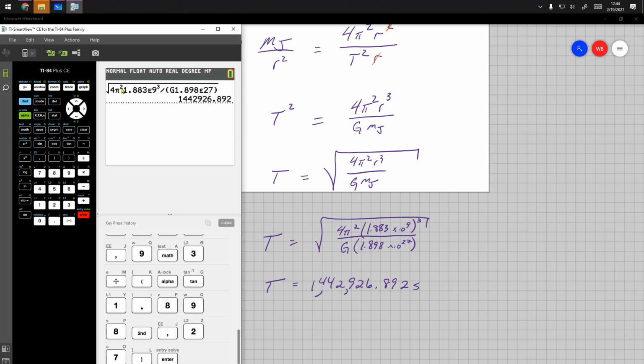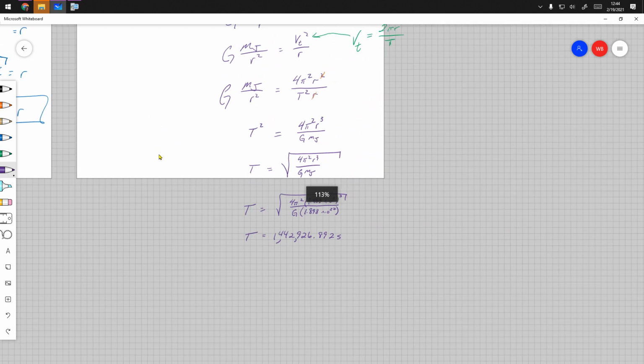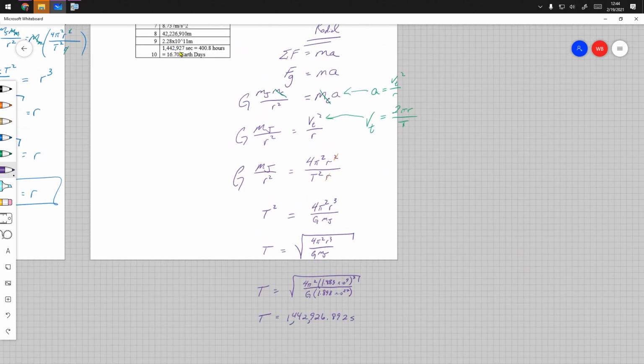I go back and double check that. Did I square the pi? Yes, I did. And did I cube that thing? Yes, I did. Okay, cool. Looks like I probably did that correctly. And we look at the solution, and yeah, sure enough, hey, cool, yeah. And I could even get that into hours and days there if I wanted to.